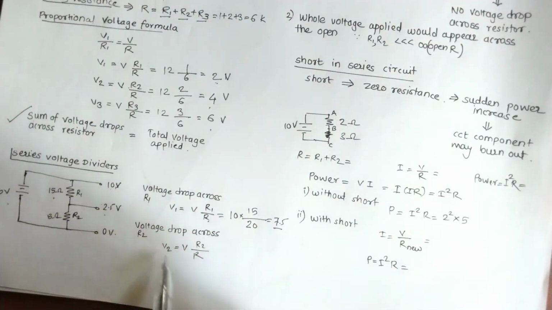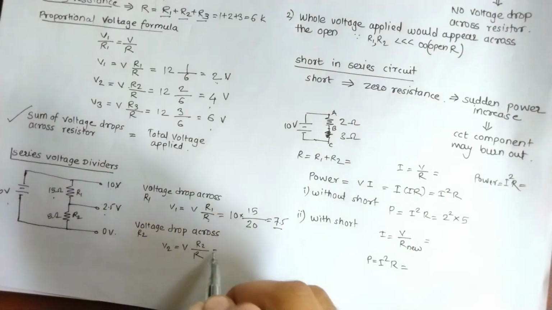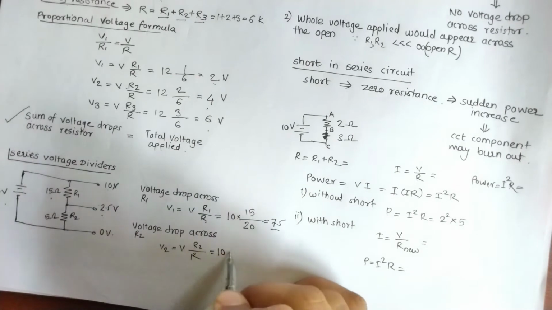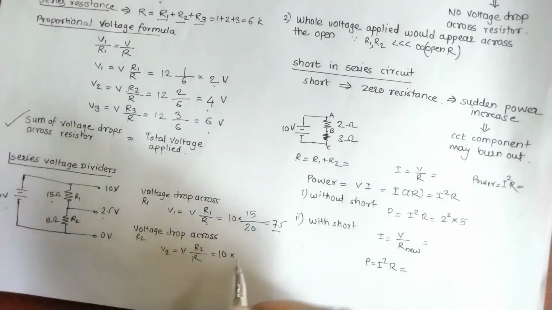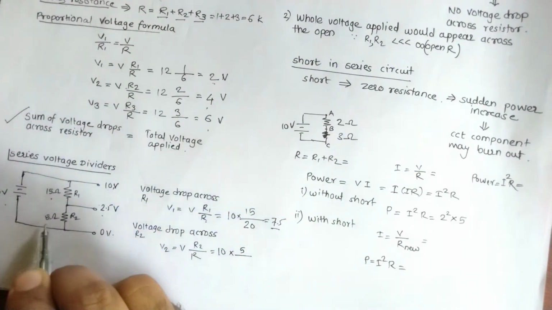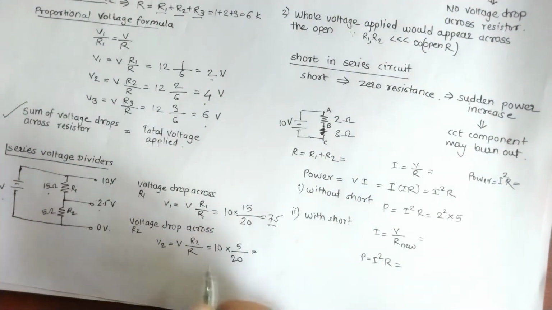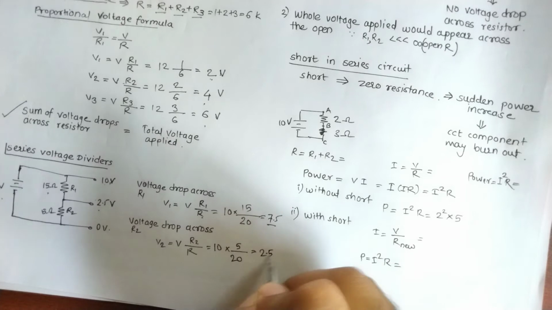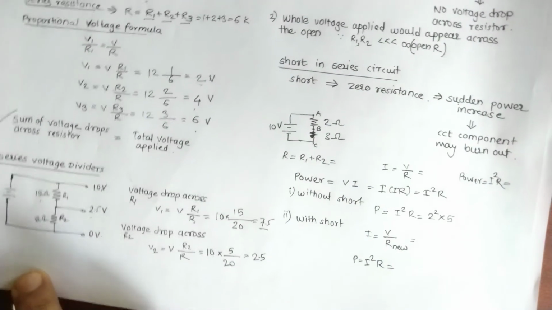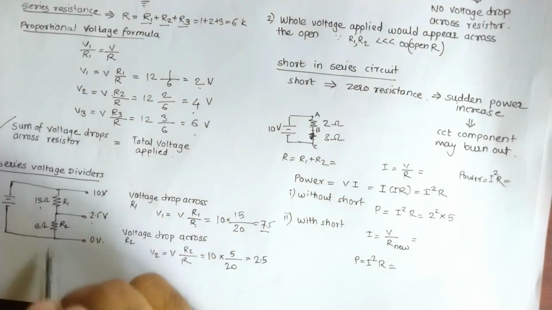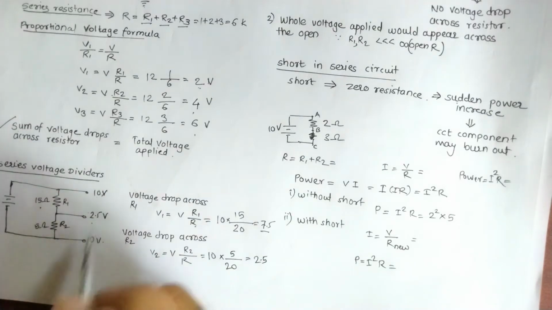Next one is V2, which is V into R2 upon R. So 10 into R2, which is 5, divided by 20. So what is it? 2.5, correct? So the voltage drop across this resistor is 2.5.